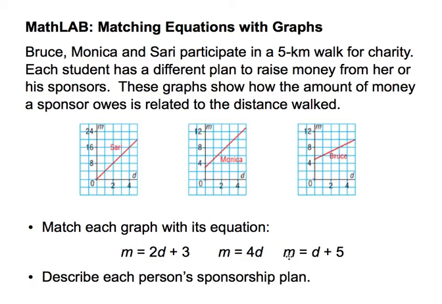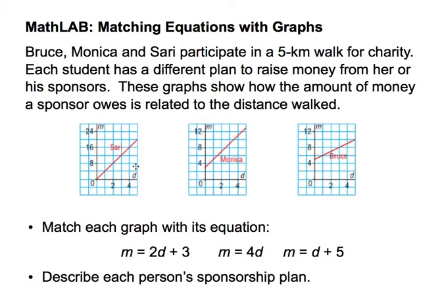So what my students did was they tried different techniques in order to figure out which equations, m is equal to 2d plus 3, m is equal to 4d, m is equal to d plus 5, match these graphs. I just want you to pause this video, try it, and then come back.